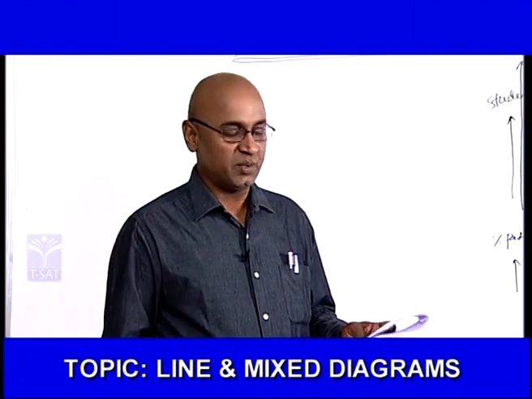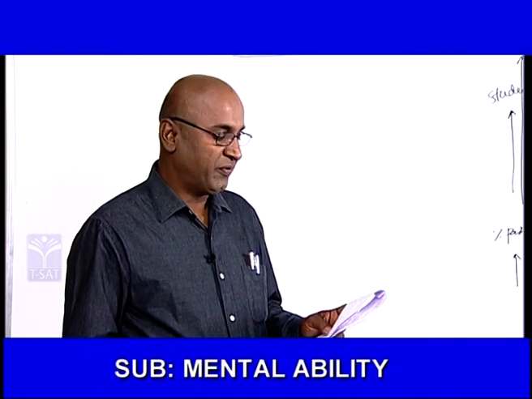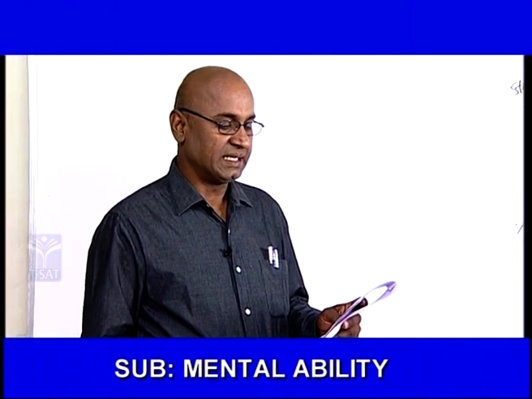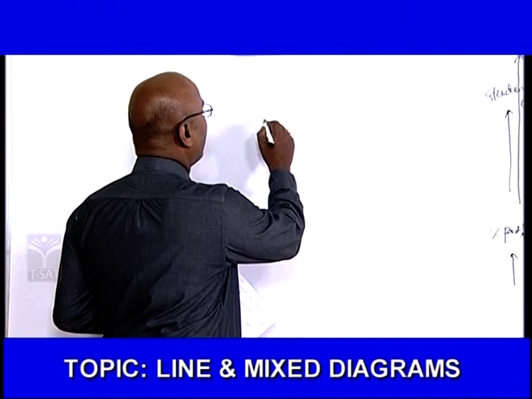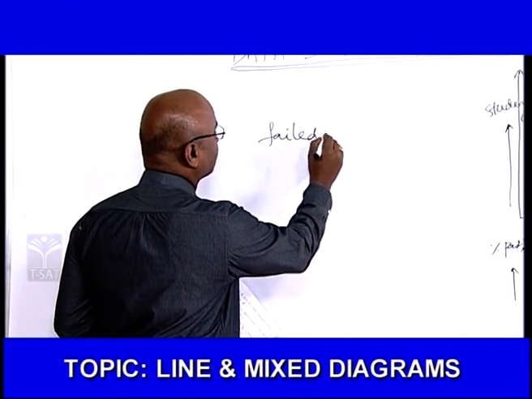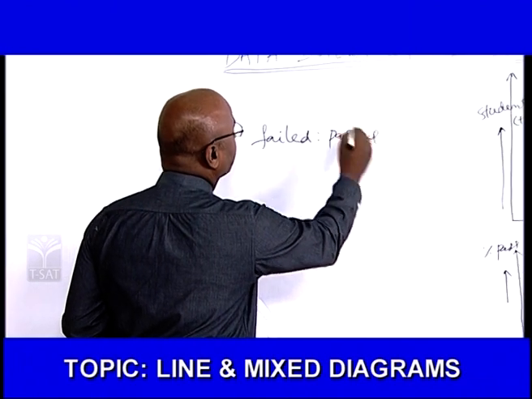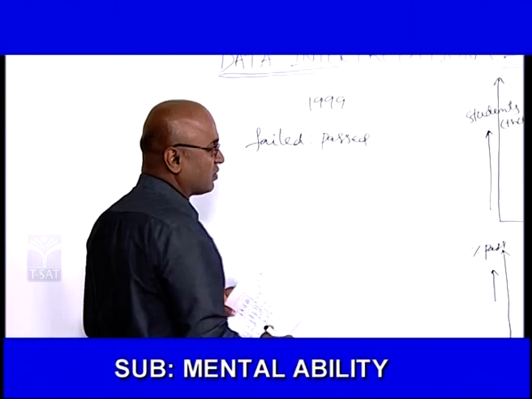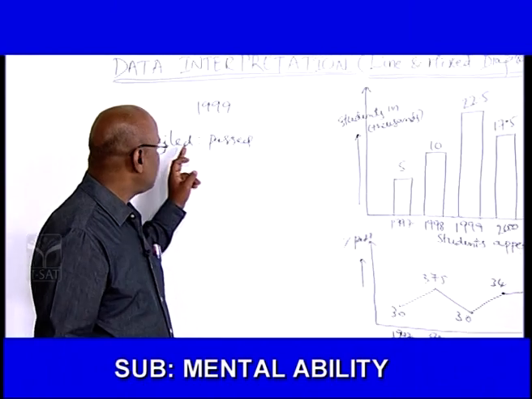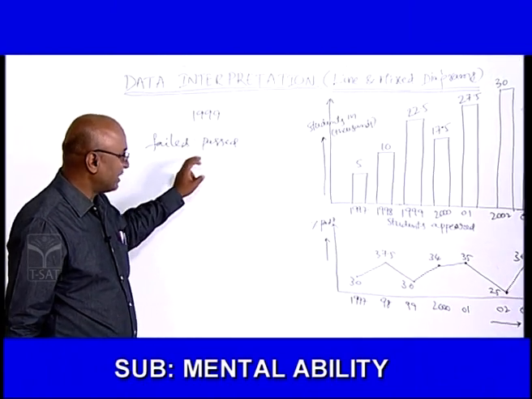Next question in this problem is the ratio of failed and passed students in 1999 is, the ratio of failed and passed in the year 1999. So in the year 1999, what is the students failed and passed ratio?